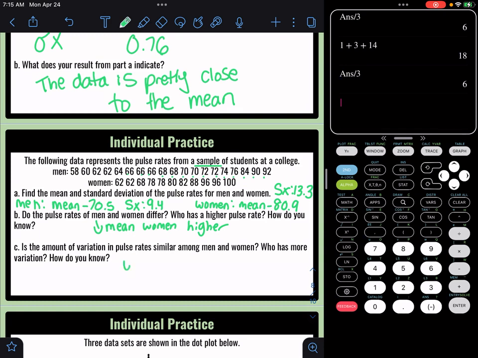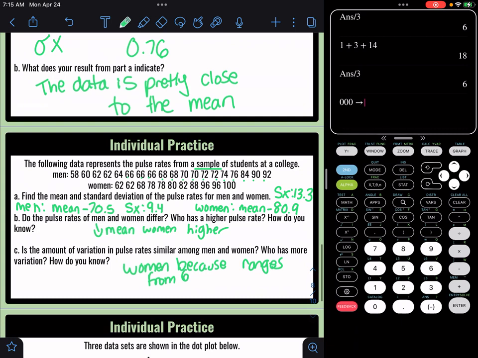Who has more variation? The women, because their data ranges from 62 to 100, whereas men range from 58 to 92. It's a smaller range. The women's range is that much, but the men's range is that much.